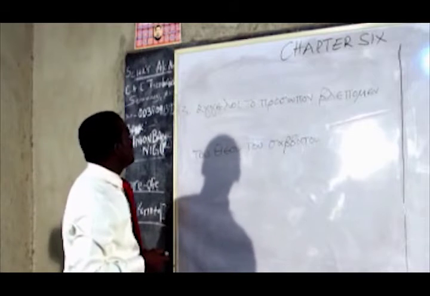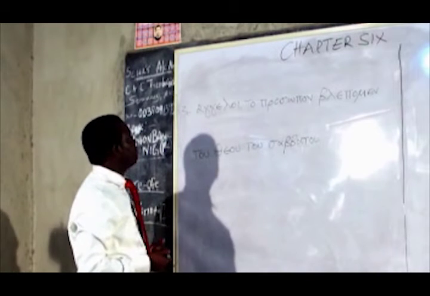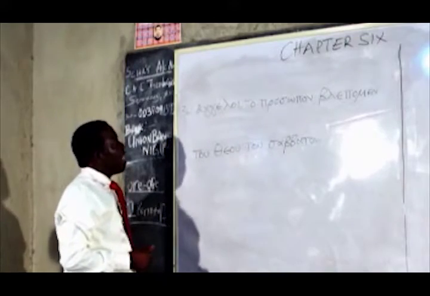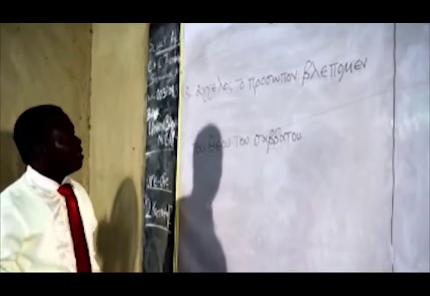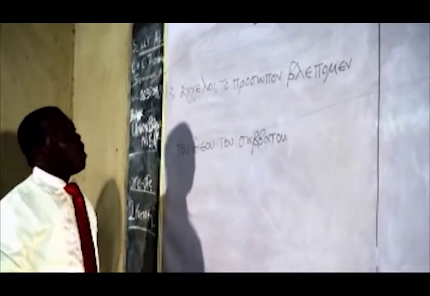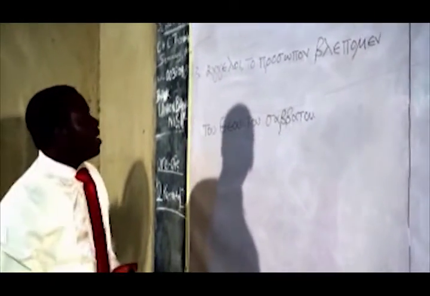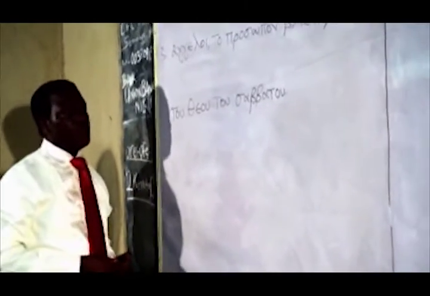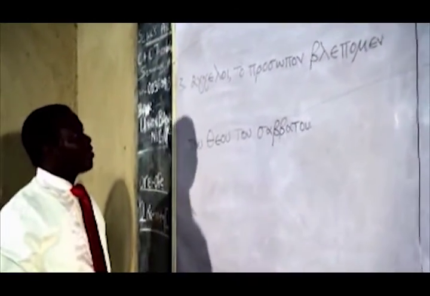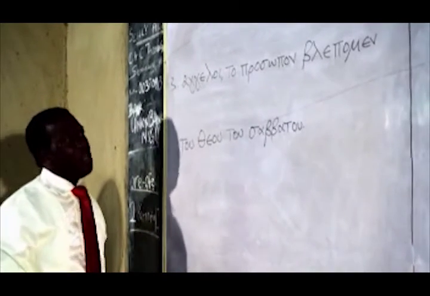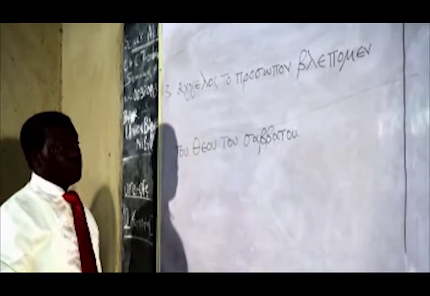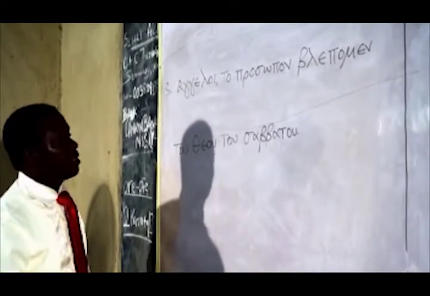The third example of translation is: angeloi, to prosopon, blepomen, tu teu, tu sabatu. Take it again. Angeloi, to prosopon, blepomen, tu teu, tu sabatu.